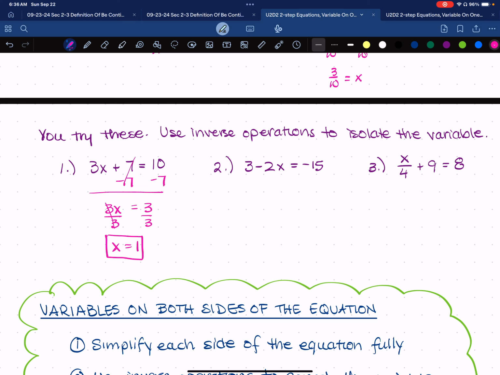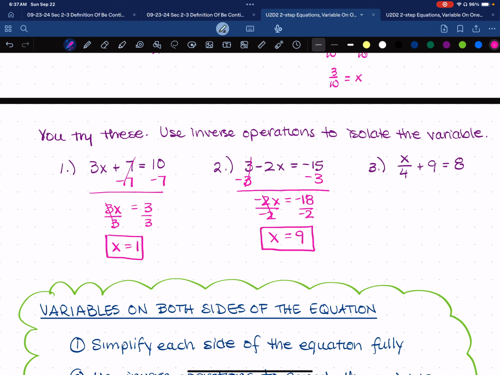Right over here, we want to get rid of the 3, but it's a positive 3 that's with subtraction, so we're going to have to turn it into 0 by subtracting 3. 3 minus 3 is 0. That gives us the negative 2x. Negative 15 minus 3 is negative 18. Now we want to turn that negative 2 into a positive 1. Negative 2 divided by negative 2 is 1. Negative 18 divided by negative 2 is 9. And there is our answer.